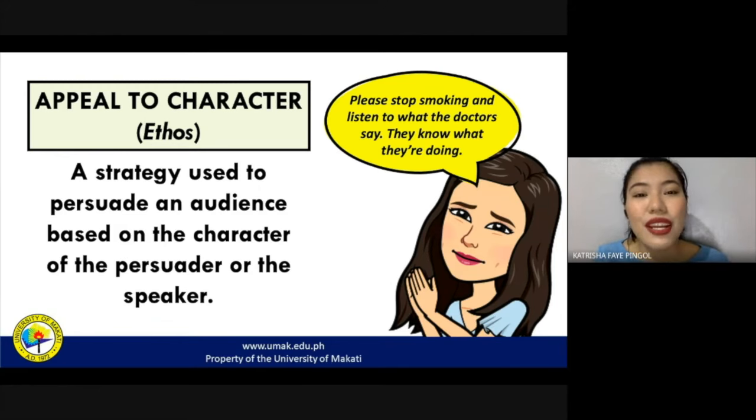Okay? So take for example, as a daughter, you can say, please stop smoking and listen to what the doctors say. They know what they are doing. Okay? So you are trying to use the credibility, the character of the doctors here. So your father must believe in them.